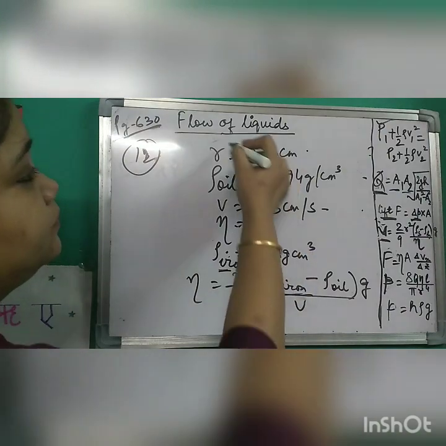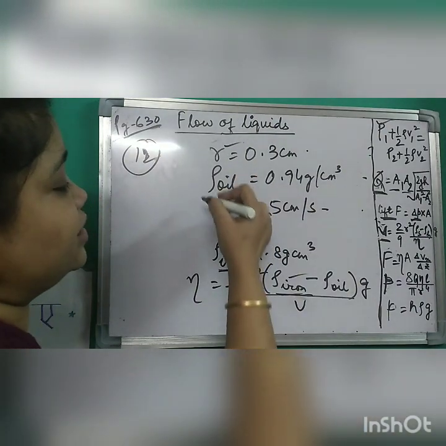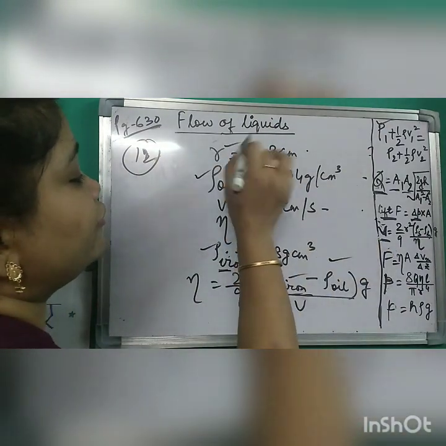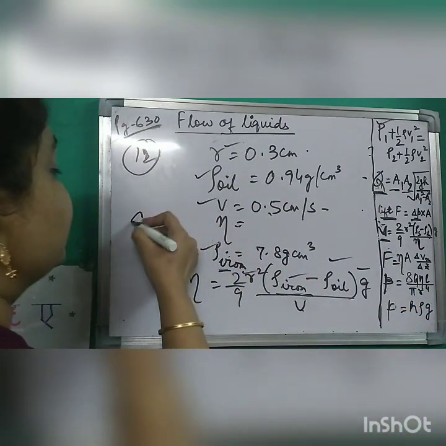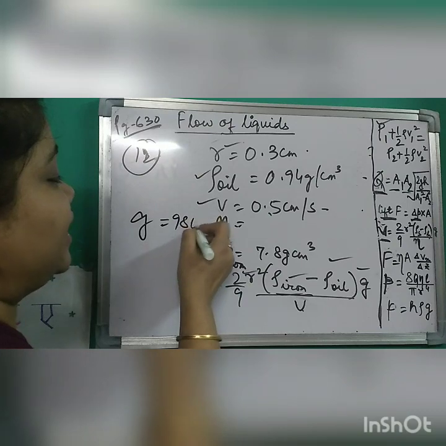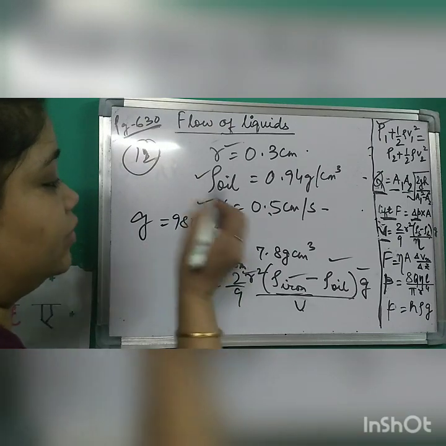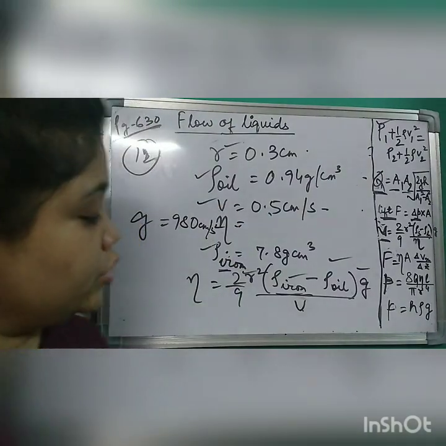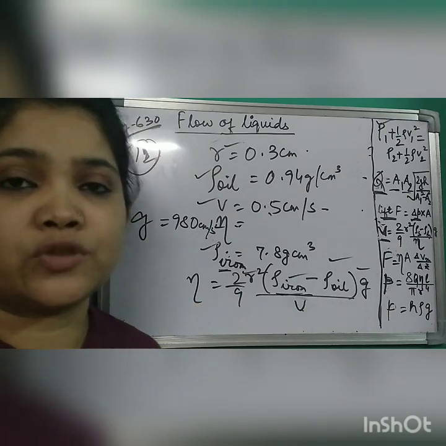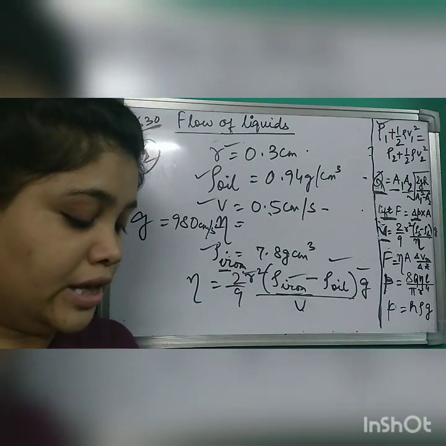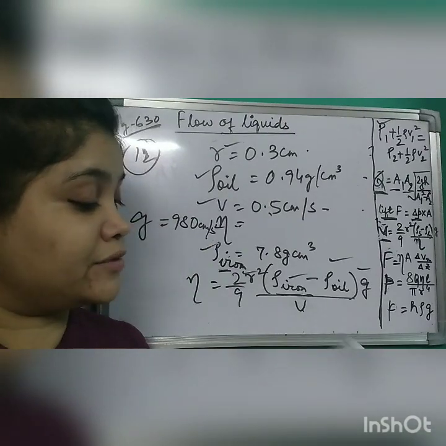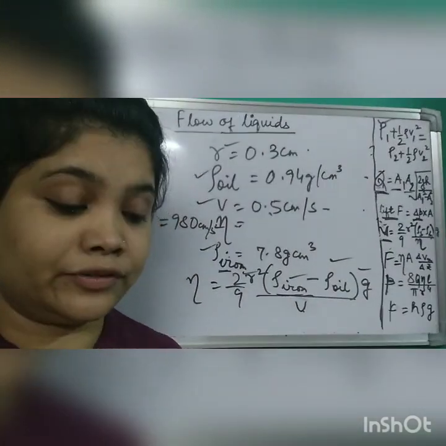You know r. You know the density of iron. You know the density of oil. You know the terminal velocity. Put it, and g also. Since it is in centimeter, take it as 980 centimeter per second square. So you know all the values. Put it, solve, and you will get the coefficient of viscosity of the oil.